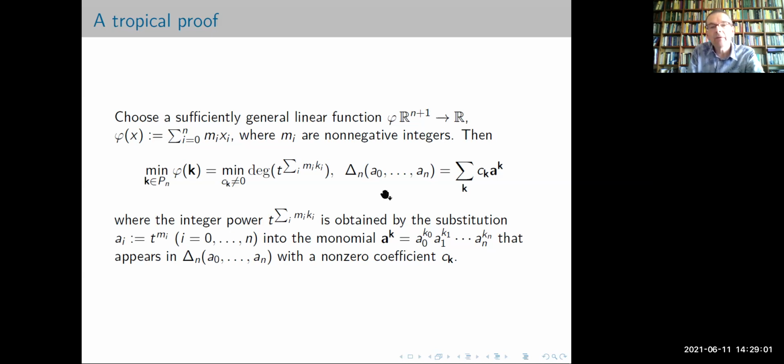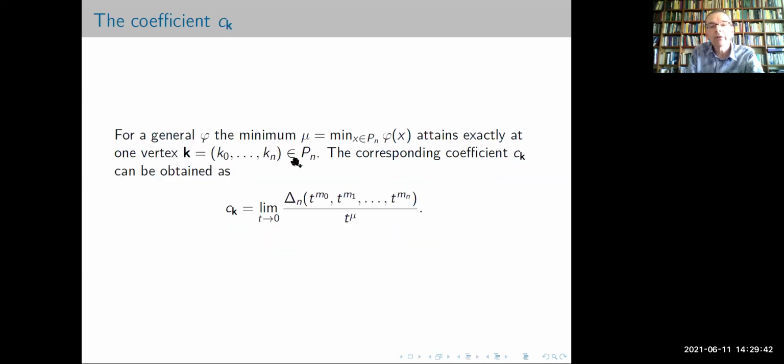And as soon as I know the minimal degree with respect to non-Archimedean valuation of this discriminant, I can catch a vertex of this discriminant. And as soon as I know this vertex of the polytope P, on which a linear function attains its minimum, I can also compute the coefficient. And for computing the coefficient, I can just divide this expression after substitution by the corresponding power of T and take the limit T goes to zero. So this is a very classical way to do it. And there is also a classical way to realize this procedure.